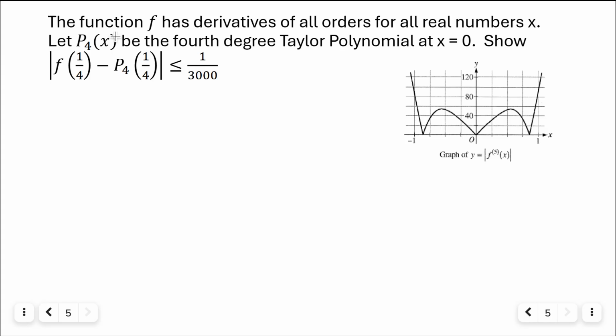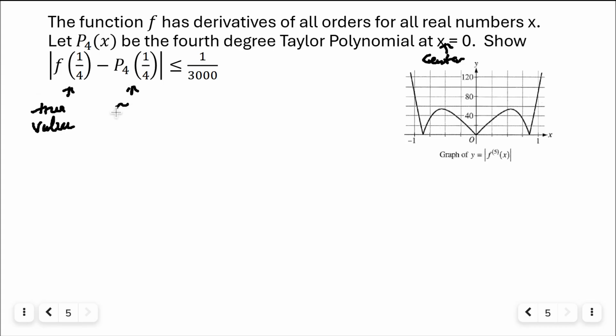So now let f be a function that has derivatives of all orders for all real numbers x. Let P sub 4 be the fourth degree Taylor polynomial at x equals 0. That's the center. Show that the absolute value of f of 1/4 minus P sub 4 of 1/4 is less than or equal to 1 over 3,000. Okay, so again, this is the true value.